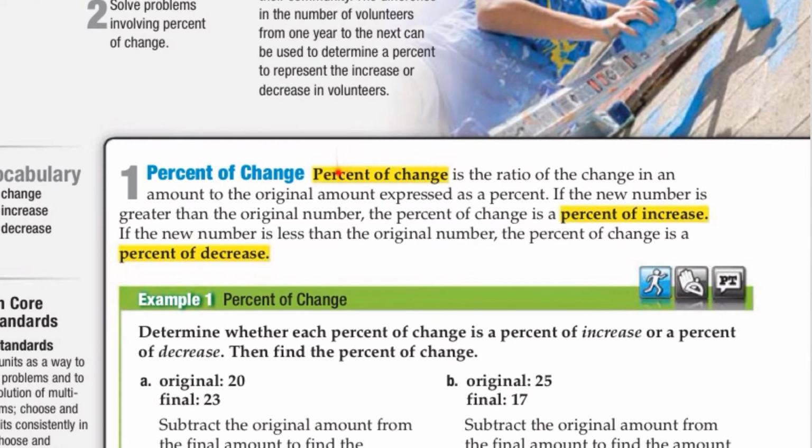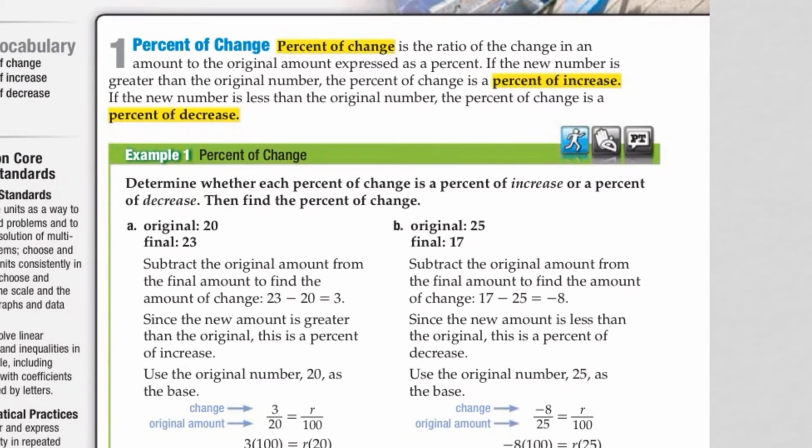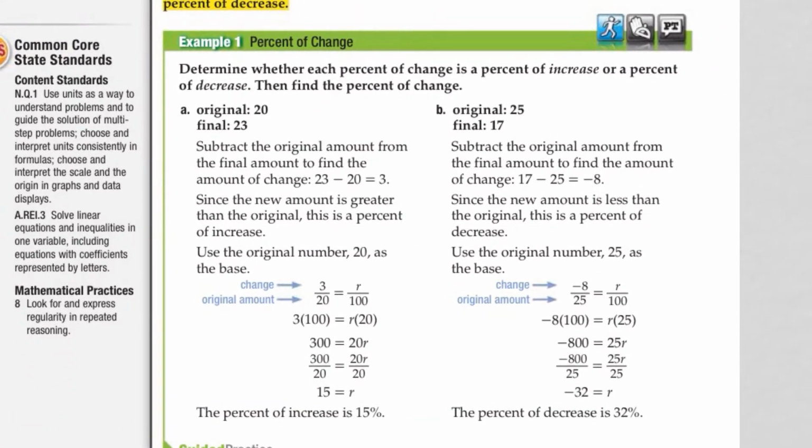Now, percent of change means a change in percentage, like your grades. Your grades are 73%, then they either go up or down, right? If you do really well on a test, your percent usually goes up. If you do really bad on a test, your percent usually goes down, right? Or if you do exactly the same, you could stay the same. So our percent can increase or it can decrease. But how do we figure that out?